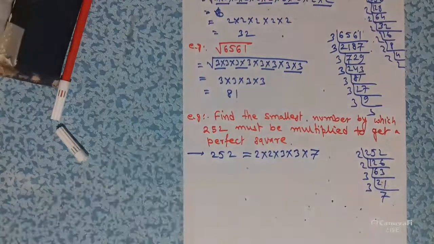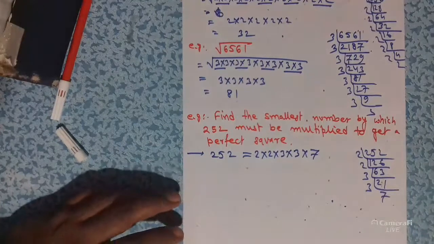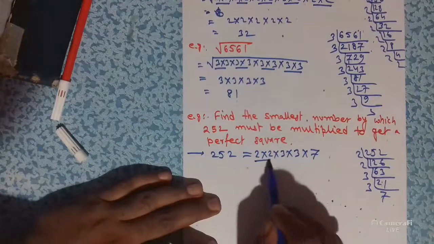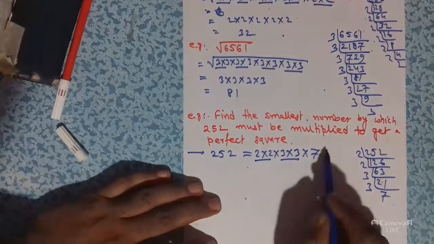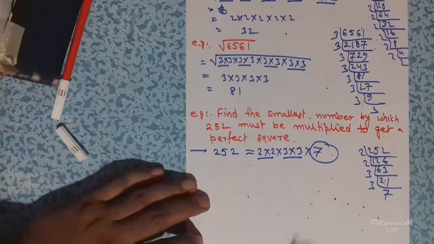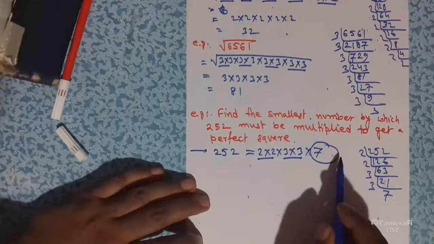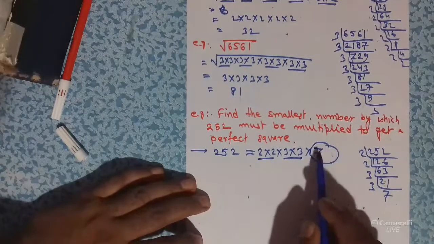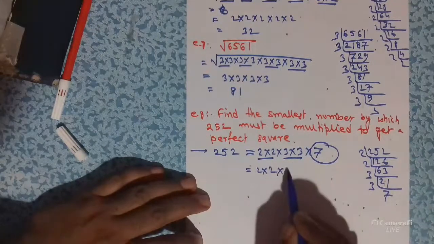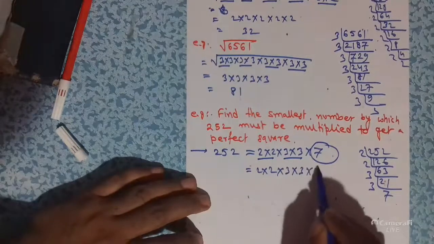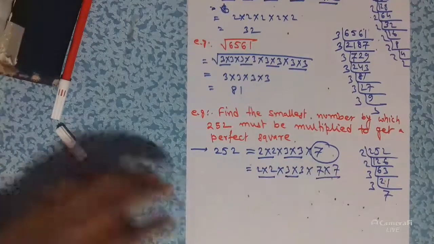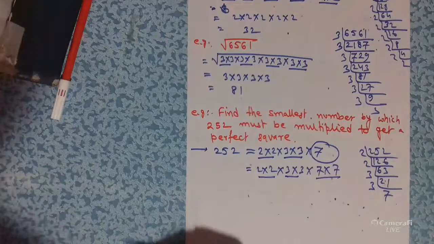Okay, and here we can see that, yes Hasina, you have sent the right factors, and here we can see that there are two pairs, but 7 is not a pair. Okay, so we need a 7 to make it a pair. So 2 multiply 2 multiply 3 multiply 3 multiply 7 multiply 7. Okay, now it is a perfect square number.